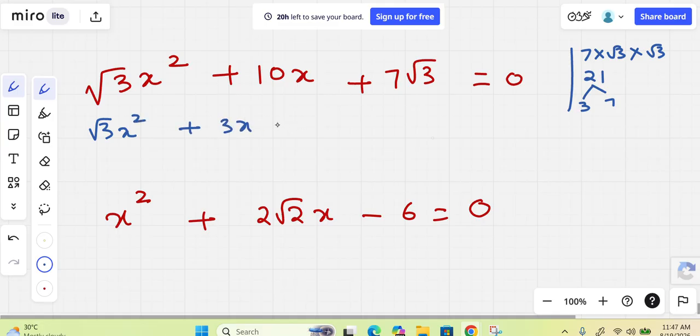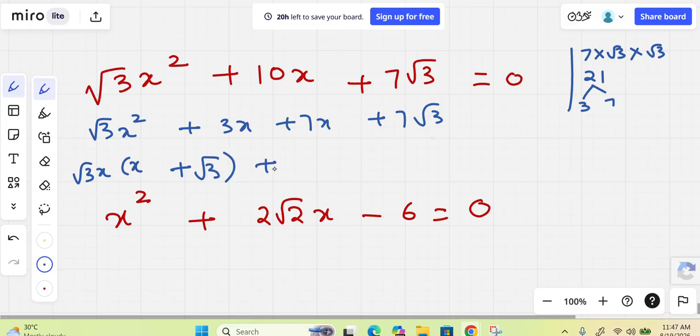Plus 3x plus 7x plus 7 root 3. Now what is common? That's what you have to understand. Root 3 is common because root 3 into root 3 is 3x. Is that correct? So here you take 7 common and it becomes like this. Did you understand?